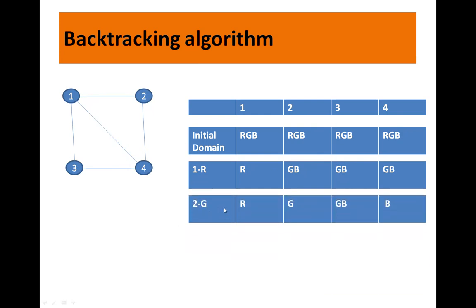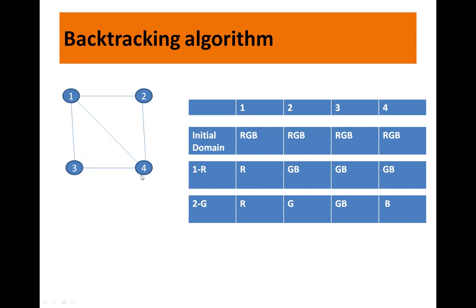Now, let us color the second node. We decide to color the second node as green. This is red, and now we are coloring this as green. So one is red, second is green. Now third is not adjacent to 2, right? There is no edge between 2 and 3, so they are not adjacent to each other. So third can still be colored either green or blue.